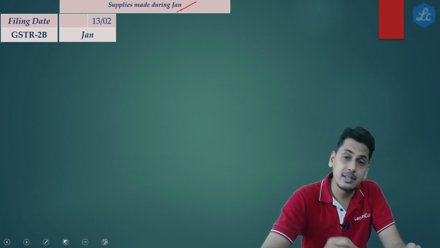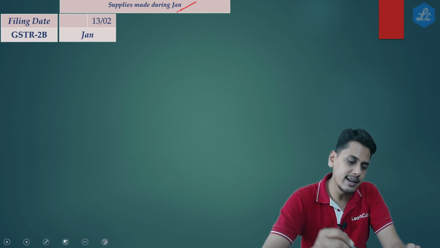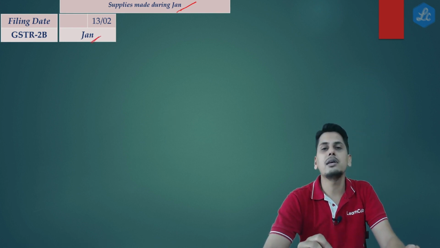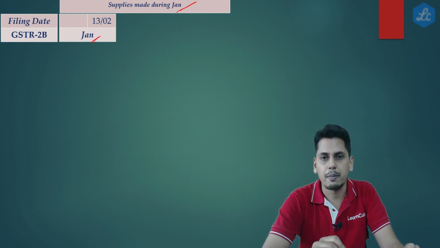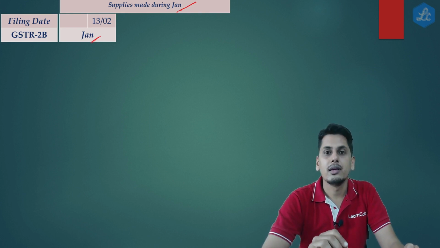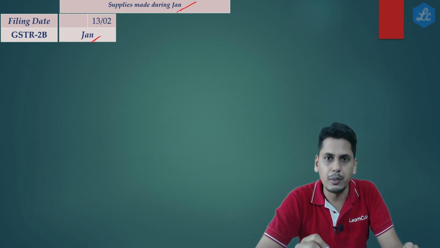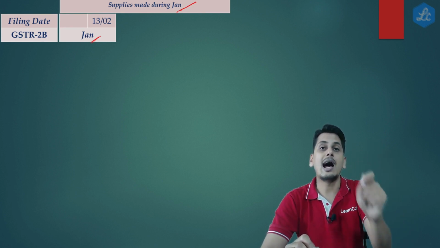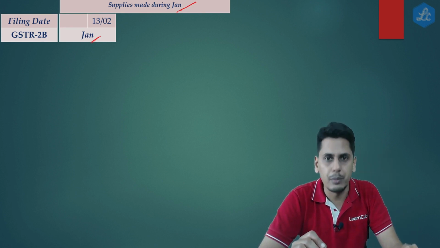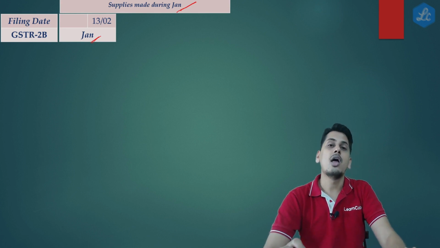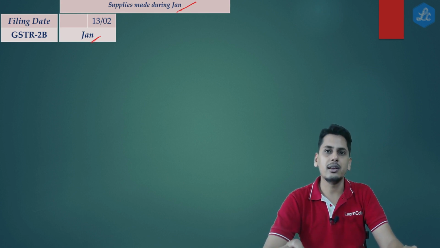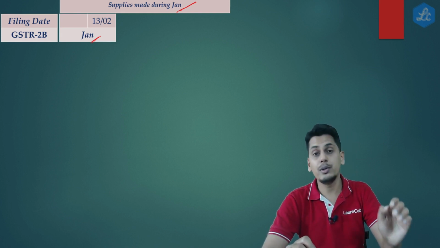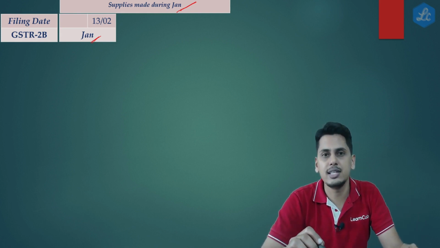So if it is furnished, and this particular invoice is included in it by 13th of February, it would appear in January month's GSTR 2B. However, if the details are given on or after 14th of February, it would not appear in January month's GSTR 2B. It would be appearing in February month's GSTR 2B.